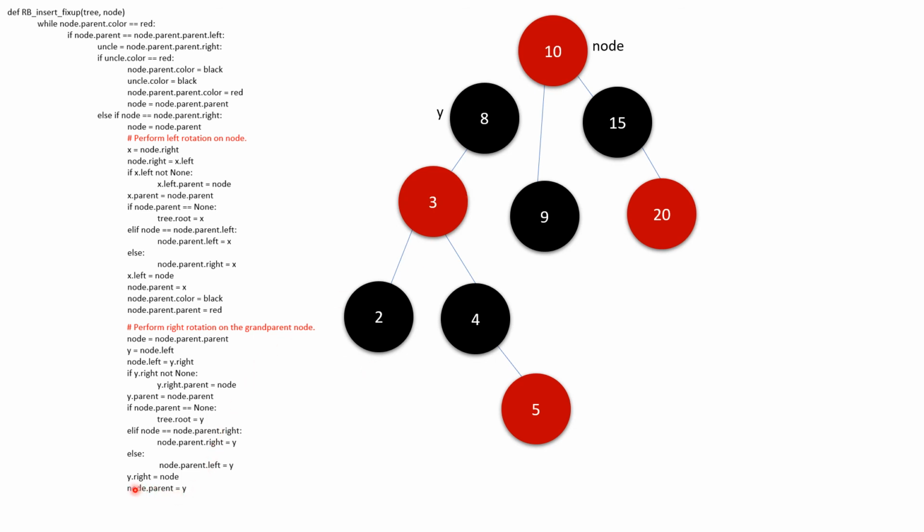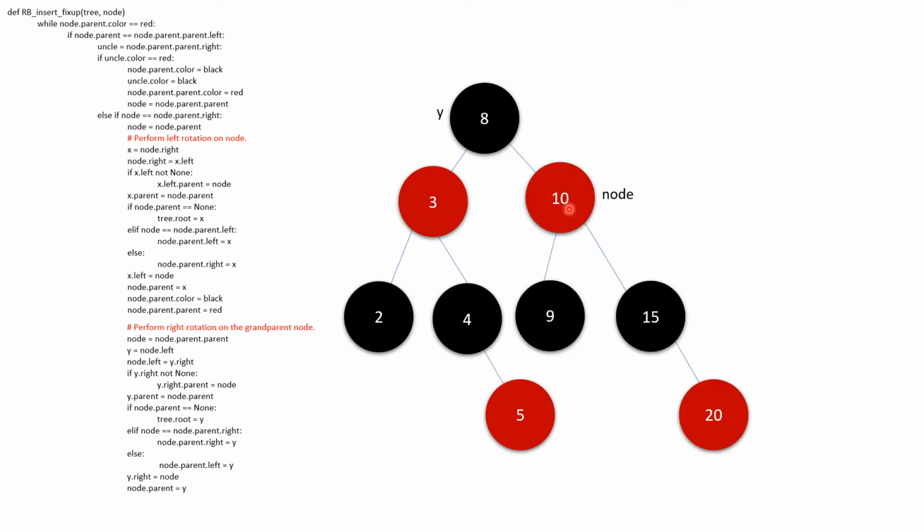And Y's right equals node. So the node now becomes the right child of the Y node, and everything else then falls into line here, and we can see it's now a legitimate red-black tree. It's following all the rules and it's very well balanced. And that's how the left rotation works.